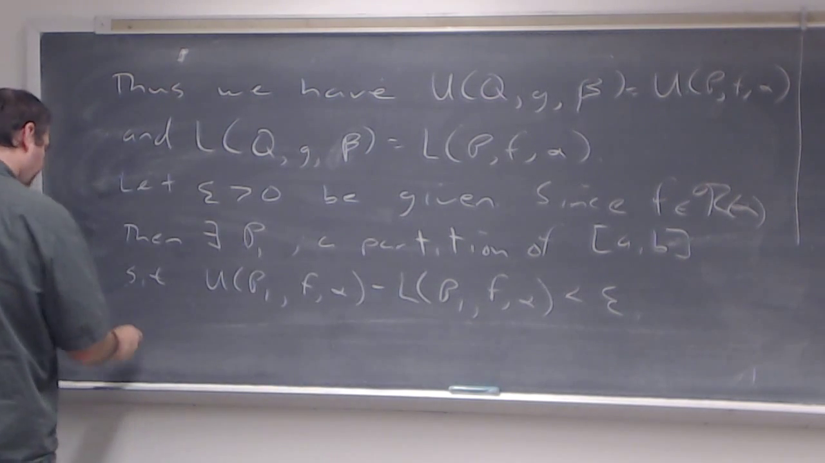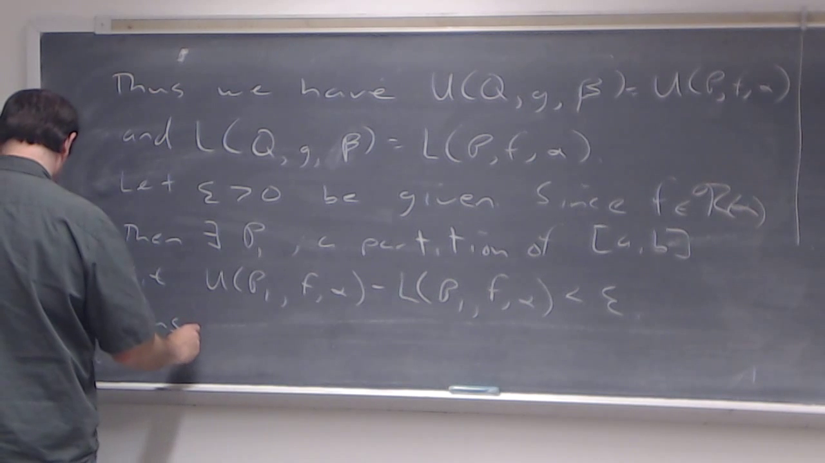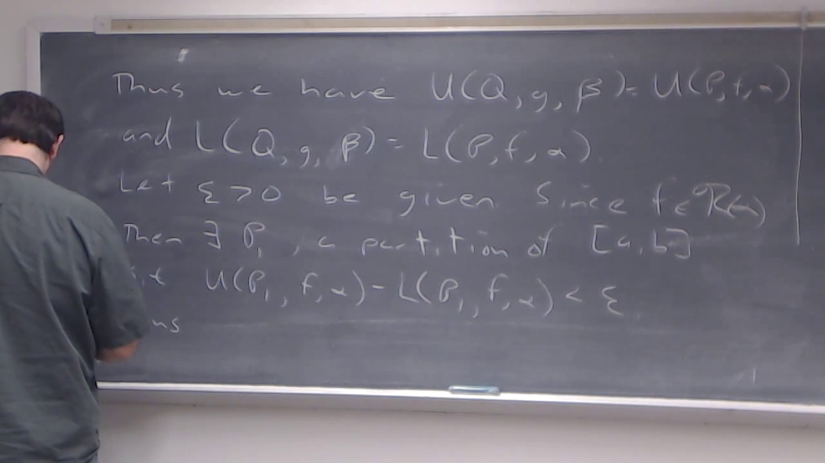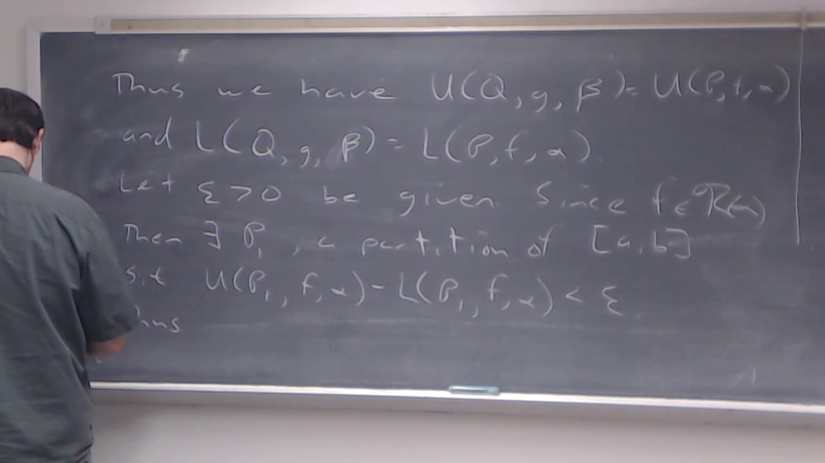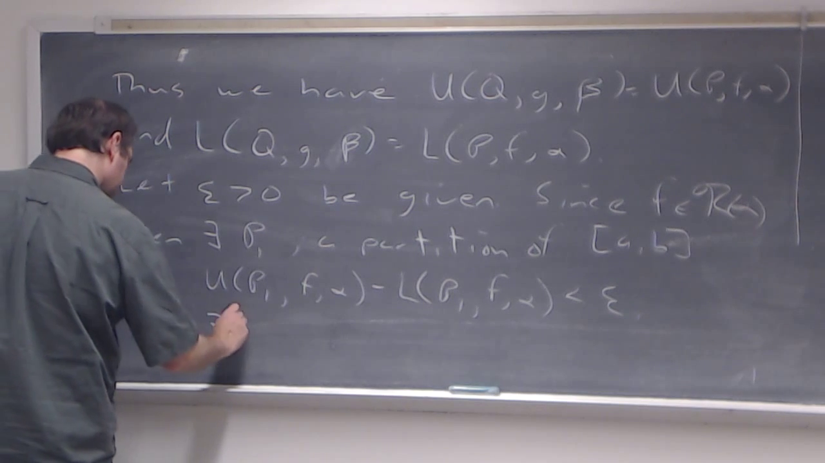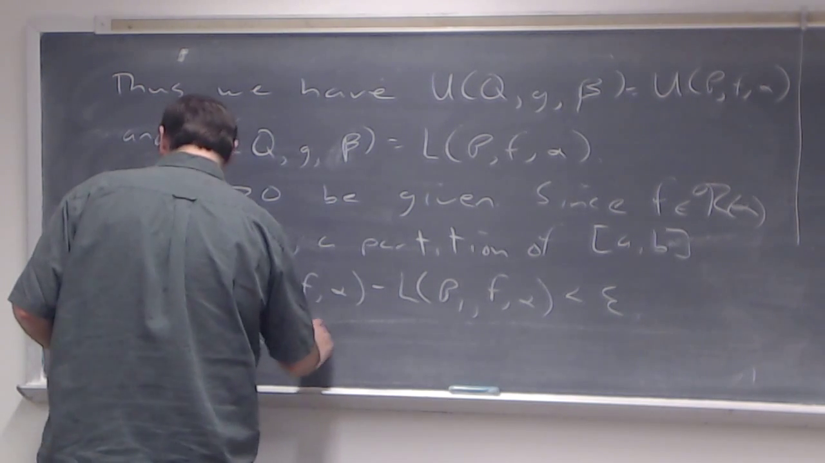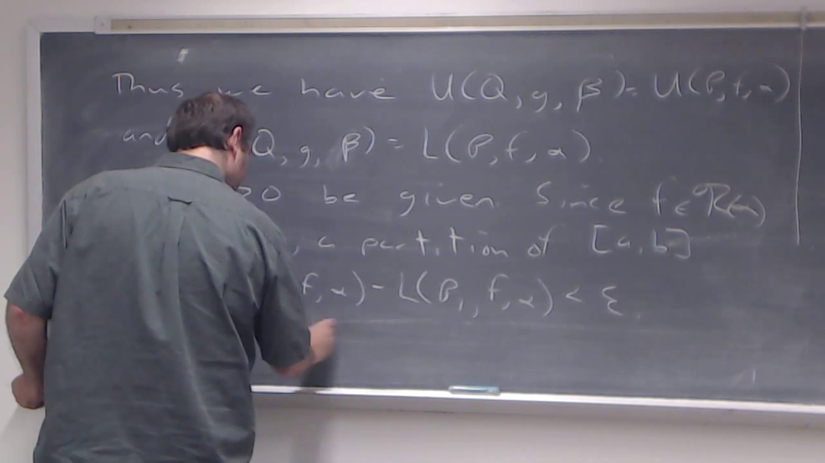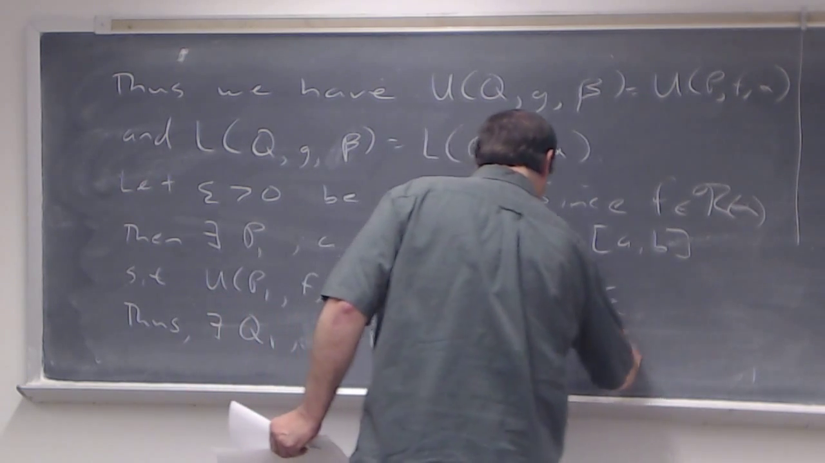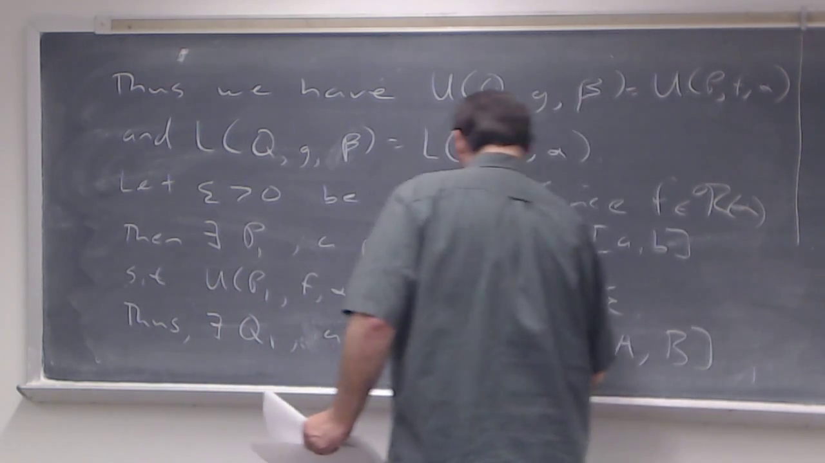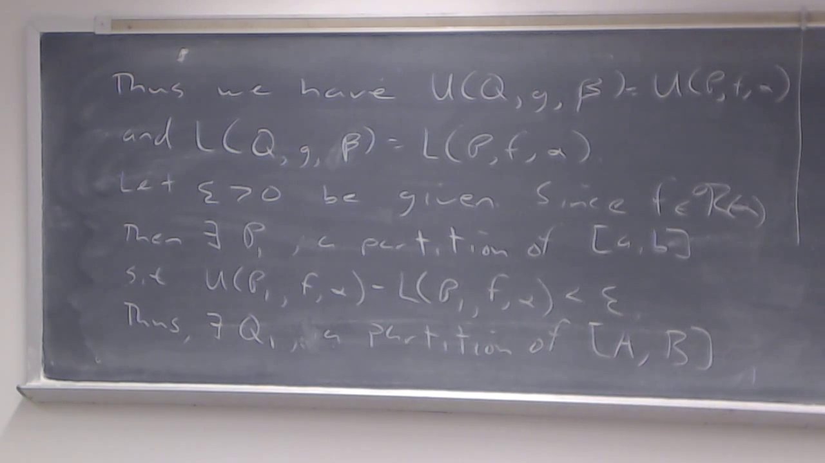Okay. Thus, there exists a Q sub 1, that's a partition of big A to B. That's the partition that corresponds to P sub 1, and their relationship is given through phi.